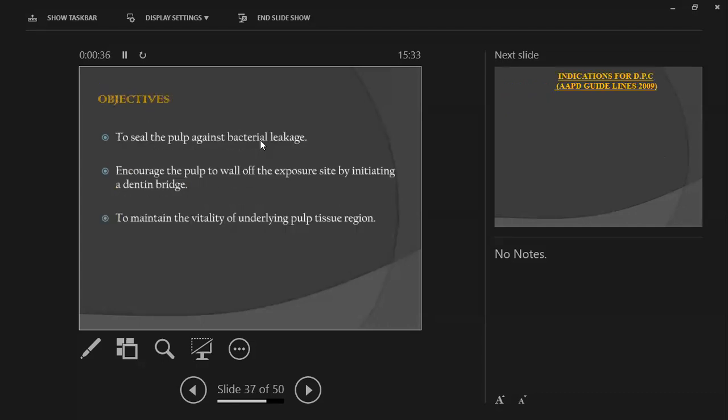Coming to the objectives of direct pulp capping: again, to seal the pulp against bacterial leakage. Then encourage the pulp to wall off the exposure site by initiating the dentine bridge. You are placing calcium hydroxide on top of the exposed pulp tissue, so that area will form a bridge over the exposed pulp. You understand what I'm saying? The pulpal tissue is exposed, and on top of that you place calcium hydroxide. This will wall off the pulp and form a roof of the pulp chamber. Then next is to maintain the vitality of the underlying pulpal tissue.